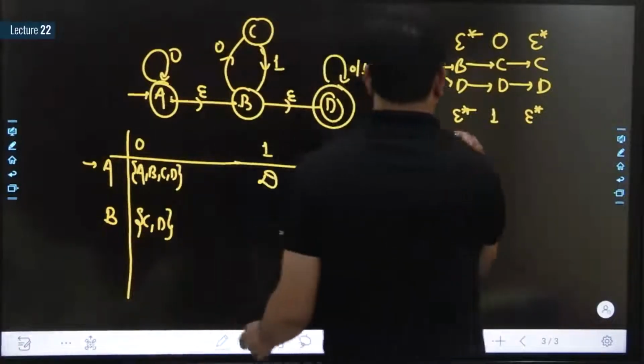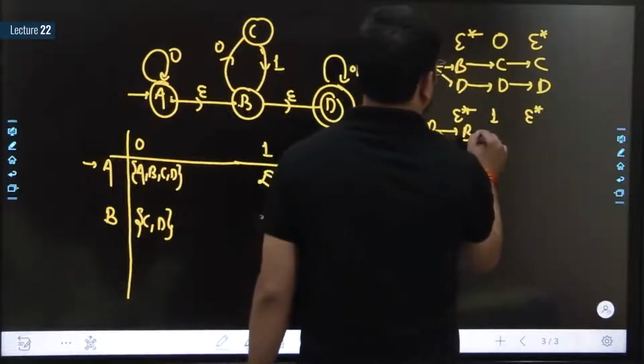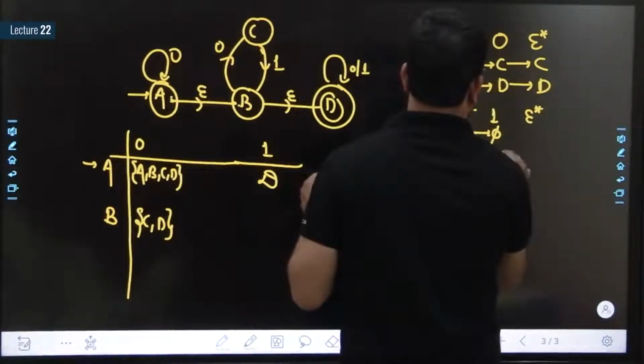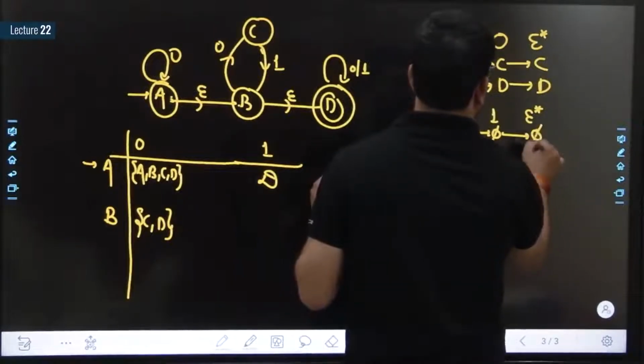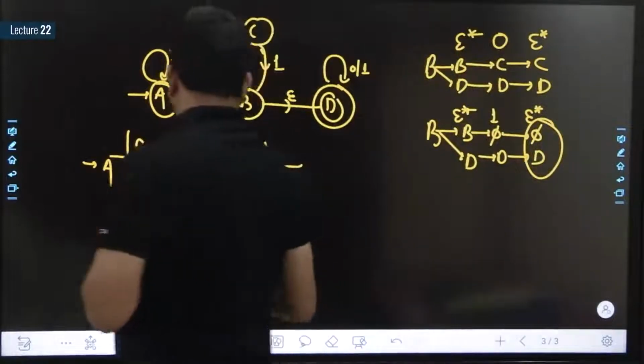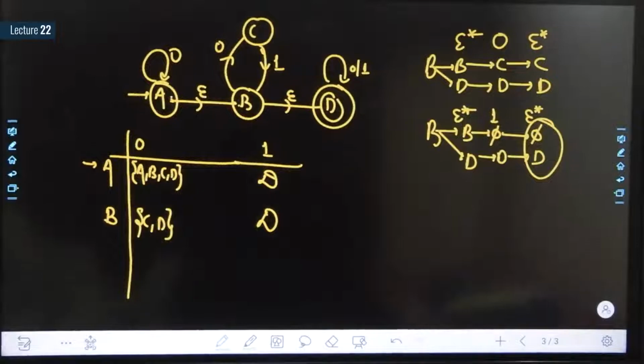B on, what is the epsilon closure of B? B, D. B on 1, phi. D on 1, D. Epsilon closure of phi, phi. Epsilon closure of D, D. Union these two: D. B on 1 goes to D.